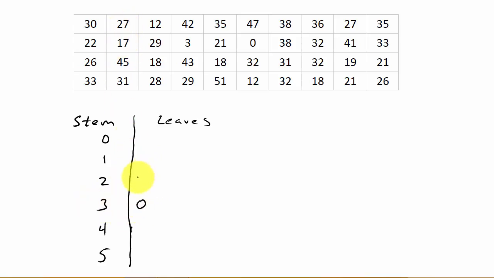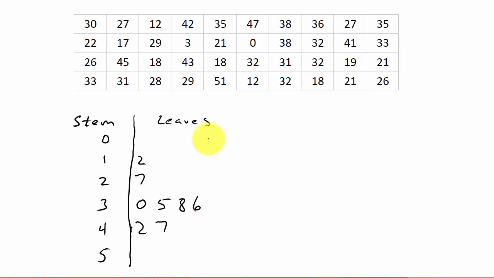And then I have 27, so I need a 7. I have 12, 42, 35, 47, 38, okay, 36. See, all you do is you look to see what the number starts with, and you go to the stem where that number is. Like for the 36, it starts with a 3, so I go to 3. The last digit is a 6, so that goes over here on the leaves.